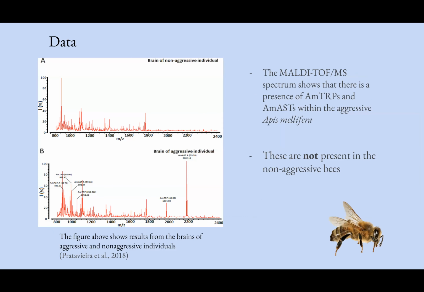The data presented in the figure on the right shows results from MALDI imaging analysis. The data shows that there is a presence of AMTRPs and AMASTs within the Africanized honeybee. However, these are not present in the non-aggressive bees.